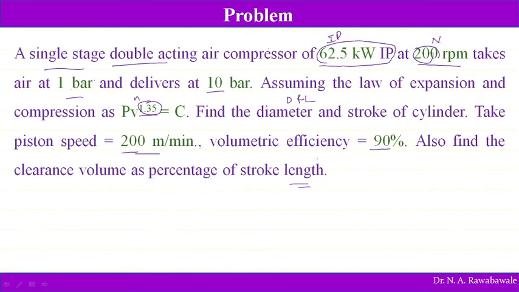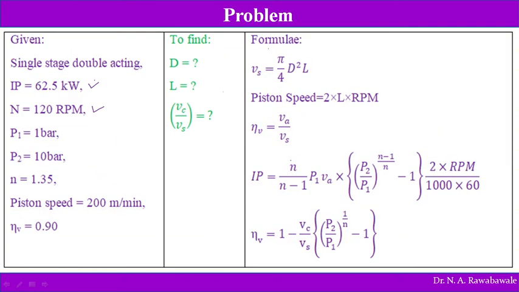RPM is 120, not 200. The question is wrong, so we take N equal to 120, P1 equal to 1 bar, P2 equal to 10 bar, and polytropic index n equal to 1.5. Piston speed is 200 meters per minute, and volumetric efficiency was given as 90%, which we take as 0.9. So we have to find D, L, and the ratio of clearance volume to swept volume.